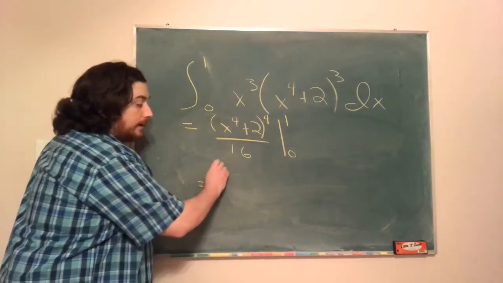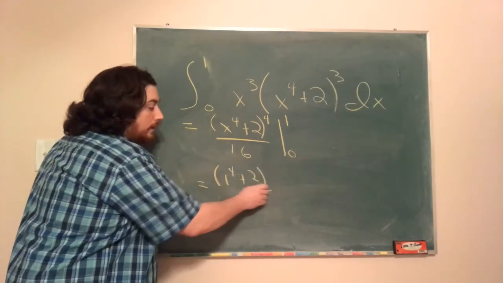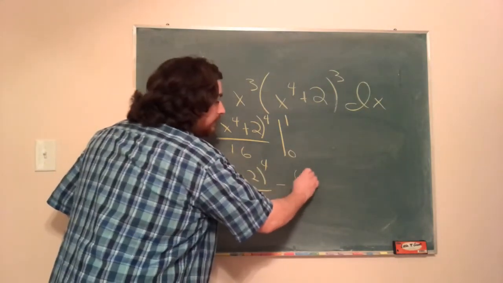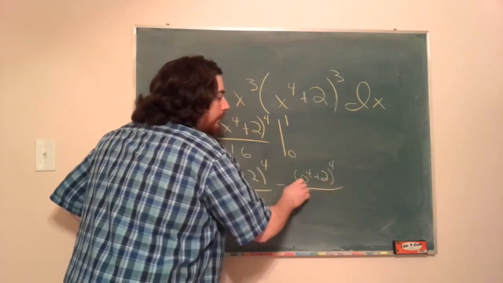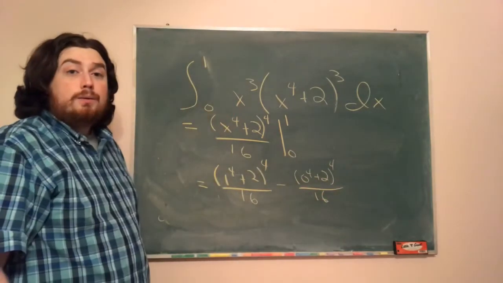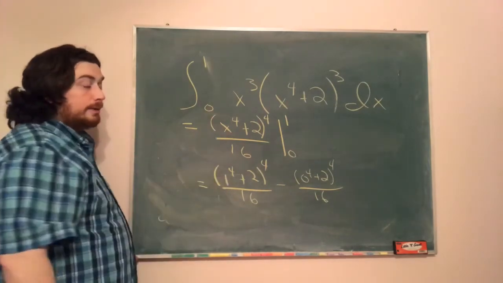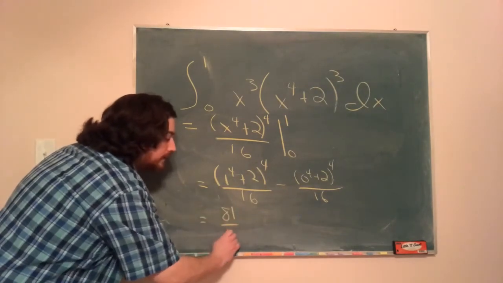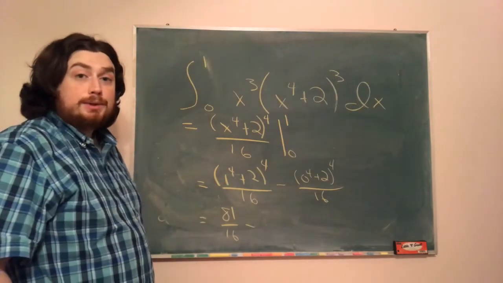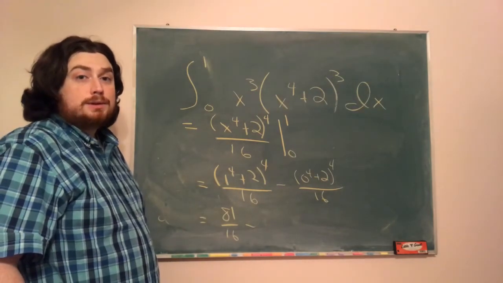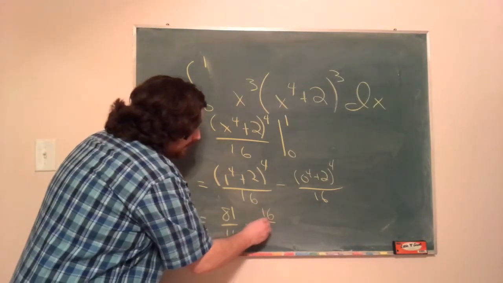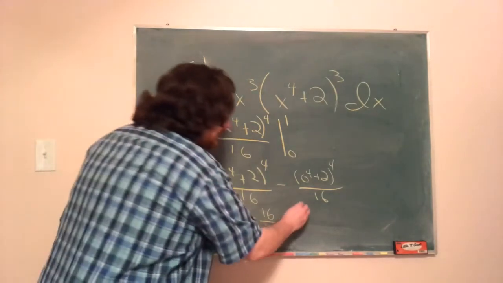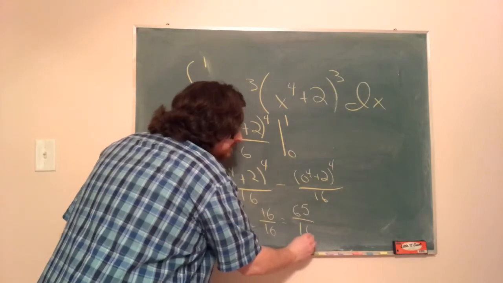So if I plug in 1, I get (1 to the 4th plus 2) to the 4th over 16, and then minus (0 to the 4th plus 2) to the 4th over 16. And if we simplify this, we're just going to end up with 1 plus 2 is 3. 3 to the 4th is 81. So I get 81 over 16 minus 0 plus 2 is 2. 2 to the 4th is 16. 16 over 16 then. And so if I subtract these, I get 81 minus 16, which is in fact 65 sixteenths.